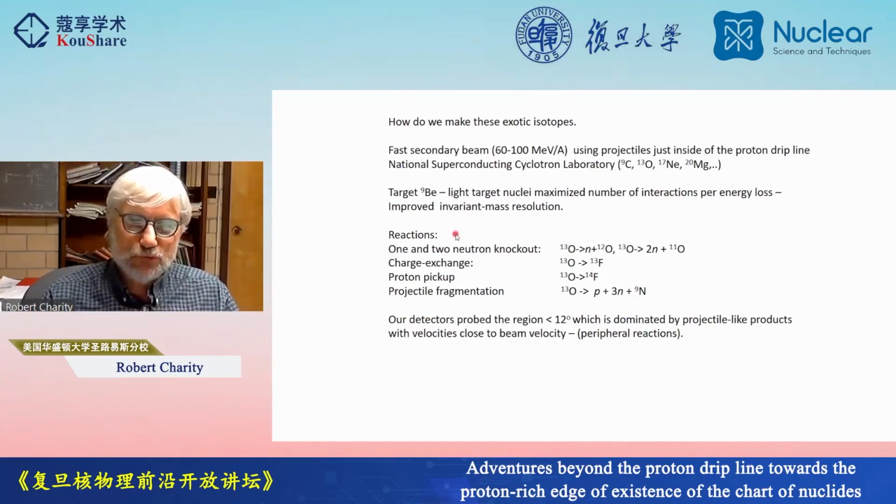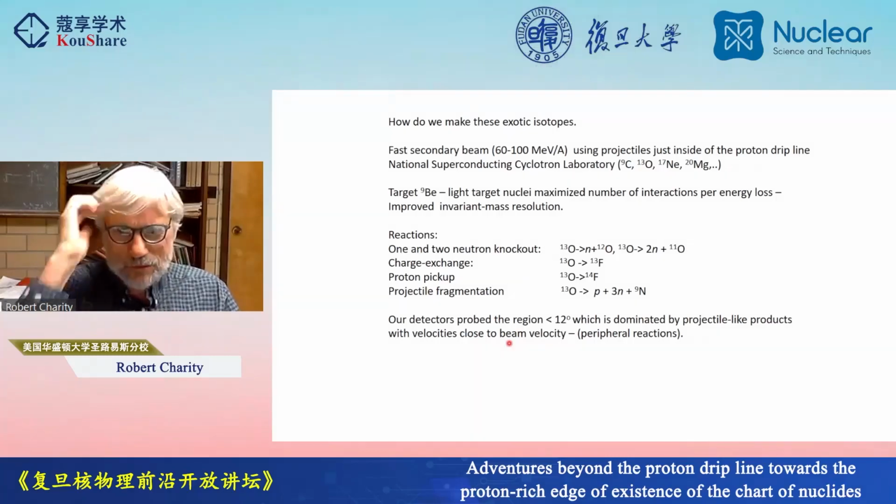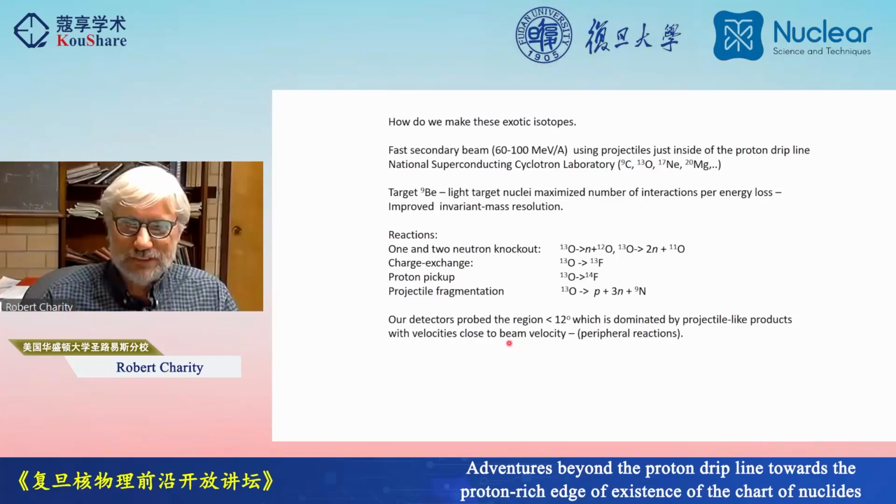Our detectors probe very small angles. This angular region is dominated by projectile-like products in some sort of projectile breakup mechanism, whether it's creation of a resonance that then breaks up or direct breakup of the projectile. These products, at these energies, all have velocities close to the beam velocity. We are dealing with peripheral reactions, not central reactions. So the target just helps break things up, but we don't see many target fragments.